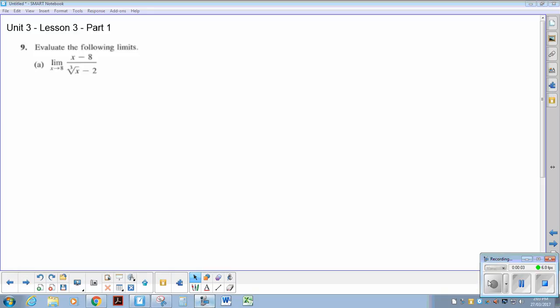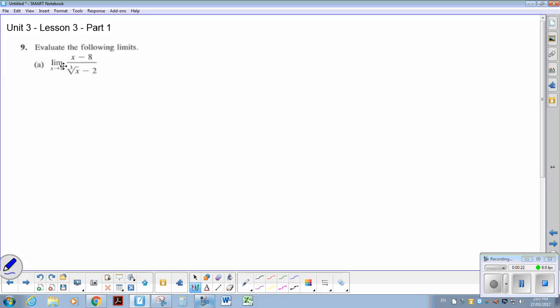Hello, so I've had a question about Unit 3, Lesson 3, Part 1. It's question number 9a. Evaluate the following limits. If you were to plug in the 8 into the cube root of 8, we obviously get 2. So that gives us a problem. So we do have an issue here that we have to address in our denominator.